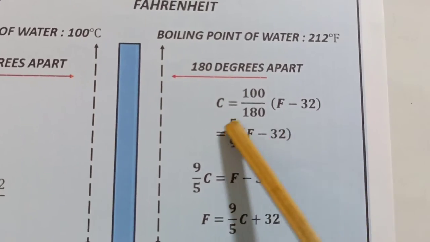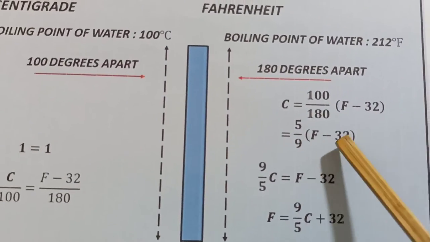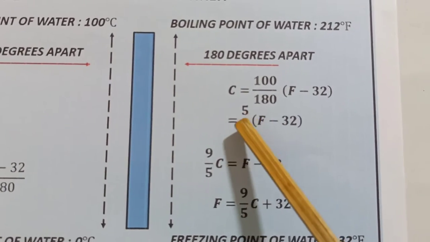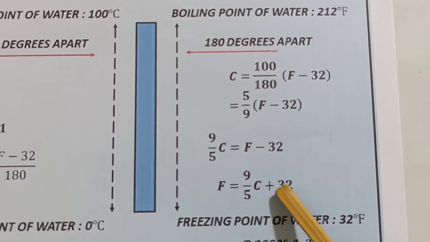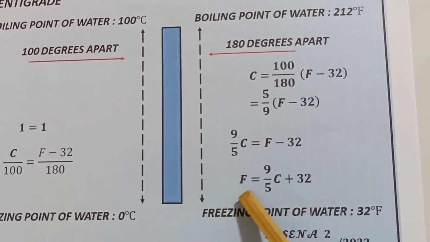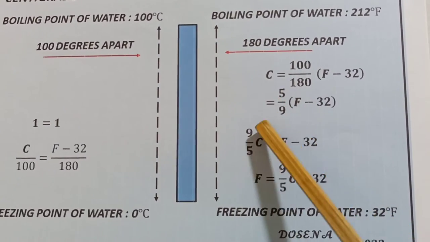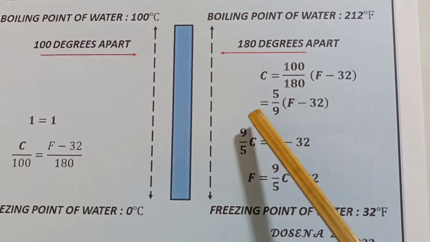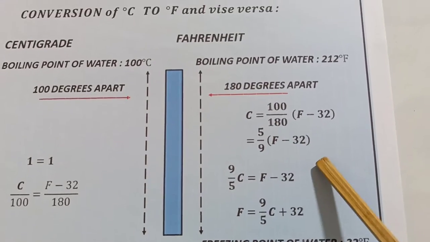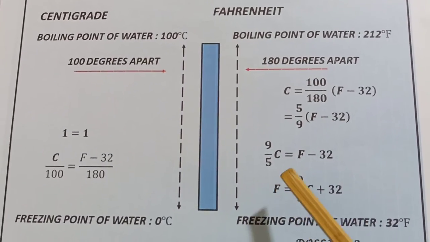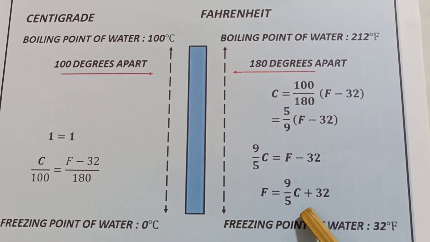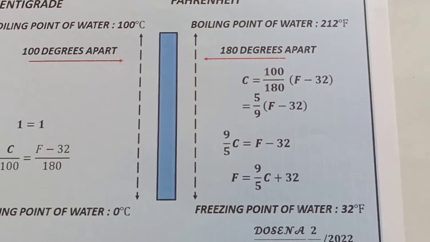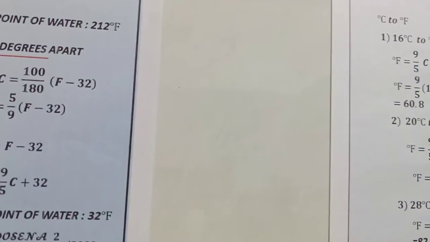Now we have two equations for the conversion of Fahrenheit to centigrade, and if we are given centigrade degrees, we are going to convert them to Fahrenheit degrees. So we are going to use these two equations: C is equal to 5 over 9 times the quantity F minus 32, and Fahrenheit is equal to 9 over 5 C plus 32. We have prepared some examples here, actually six exercises.